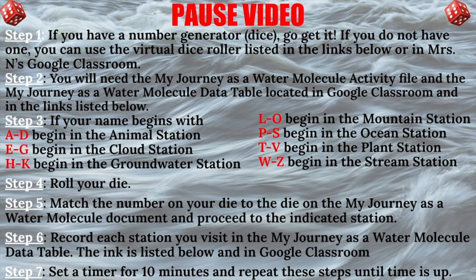If your name begins with A, B, C, or D, you will begin in the animal station. If your name begins with E, F, or G, you will begin in the cloud station. If your name begins with H, I, J, or K, you will begin in the groundwater station. If your name begins with the letter L, M, N, or O, you will begin in the mountain station.